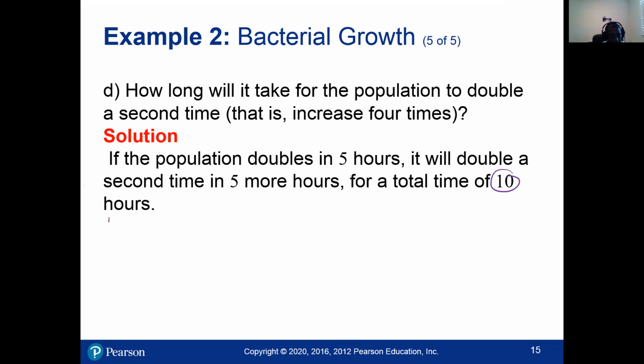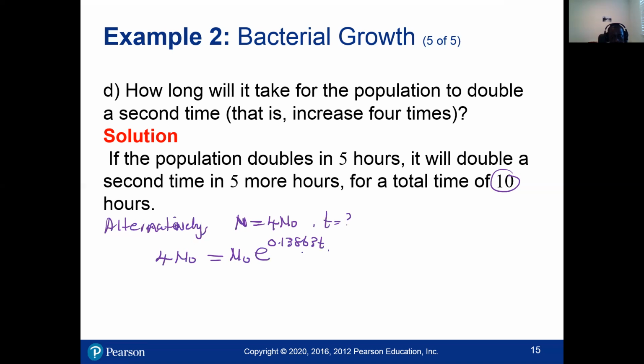Or alternatively, you can say that n is what? 4 times the original, and substitute that and solve in the equation. So you have what? 4 N naught is equal to N naught e to the 0.13863 t. So again, you use that and solve for t.